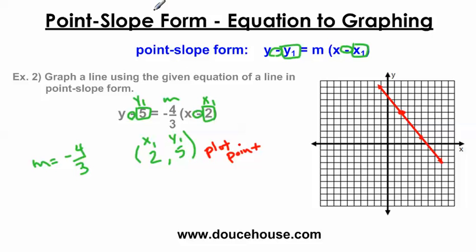Again, this guy was a starting point. This was the 2, 5. And then I plotted the slope, negative 4 over 3, and I got my graph. Anyways, hopefully this helps you understand how to go from an equation of a line in point slope form into graphing the line on a coordinate grid.